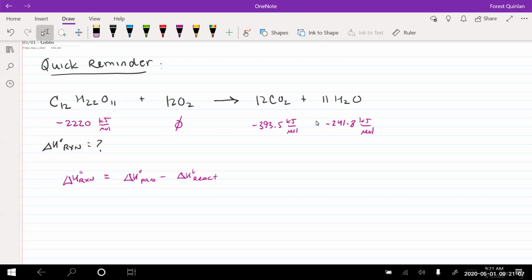So I put up here, I think this is fructose, if I'm not mistaken. We got some oxygen, making CO2 and water. I went ahead and gave you the delta H naught of formations for each of these, and I'm going to ask you what the delta H naught of the reaction is.